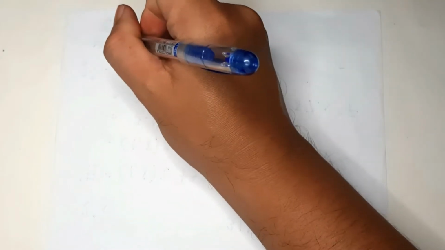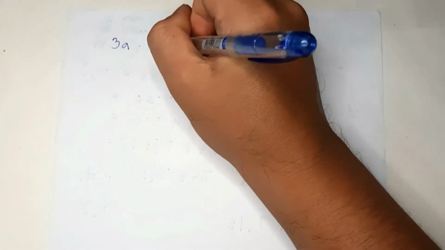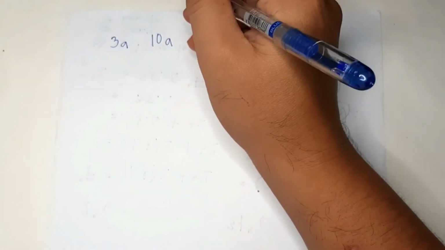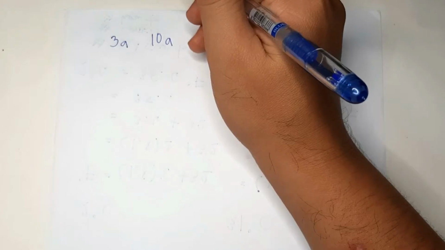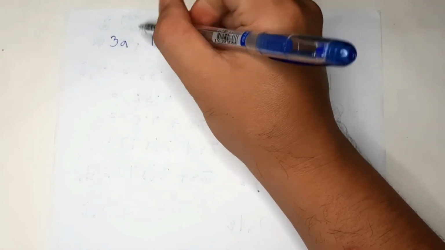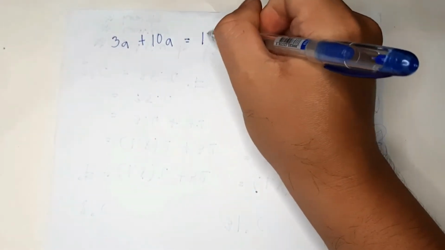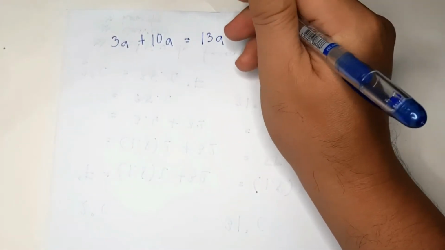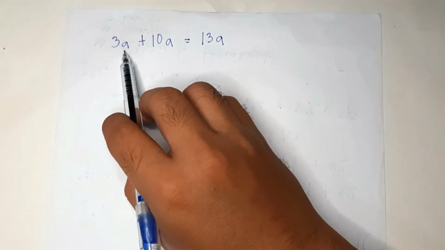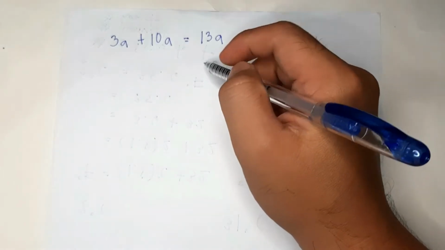Consider the terms 3a and 10a. Since the terms are similar, they can be combined as 13a. So we have here similar literal coefficients, so we can add them.